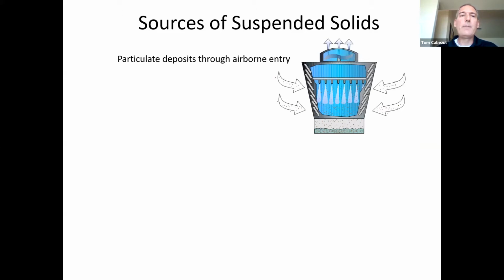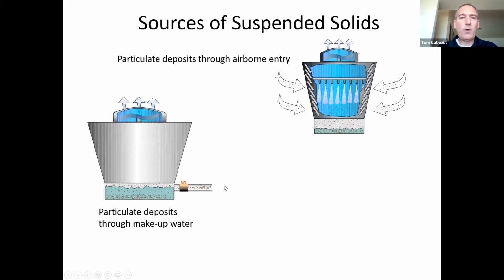What are the primary sources of airborne dirt and particulate? It comes in through the air inlet faces of your cooling towers or condensers. In this case, the air comes in through the side. You can see the arrows pulling in, and the water washes it down into the basin.